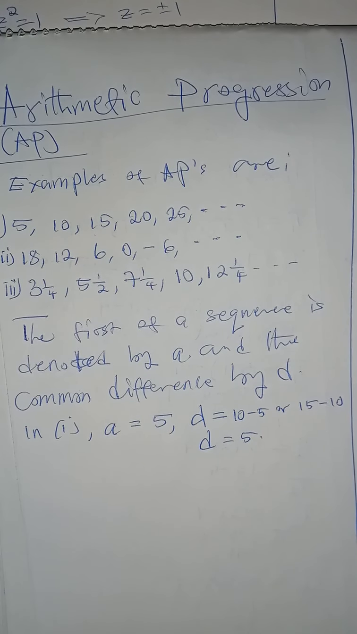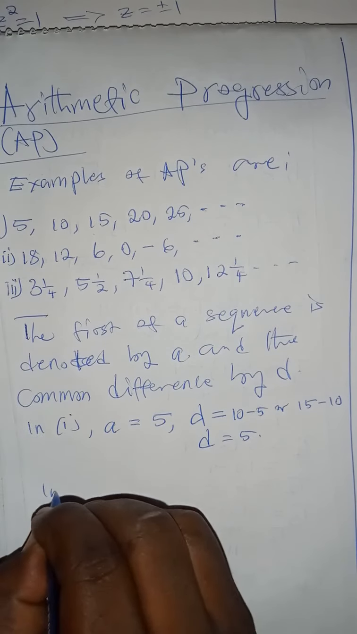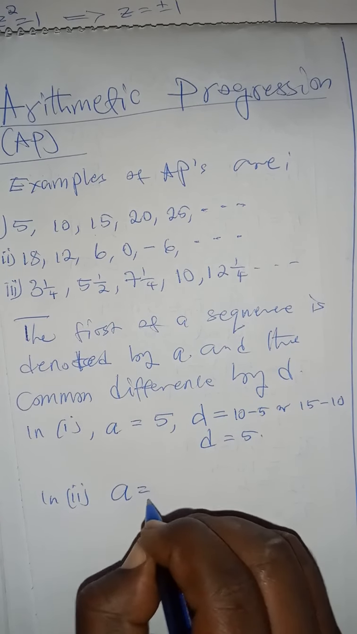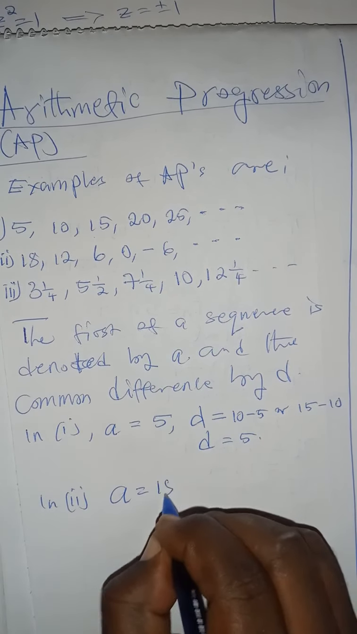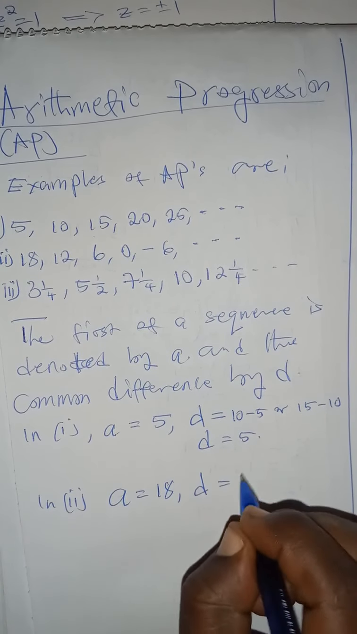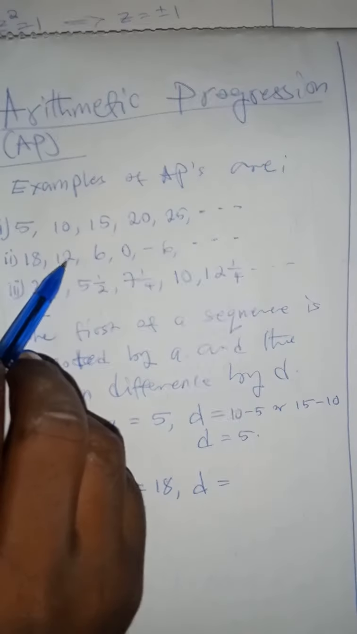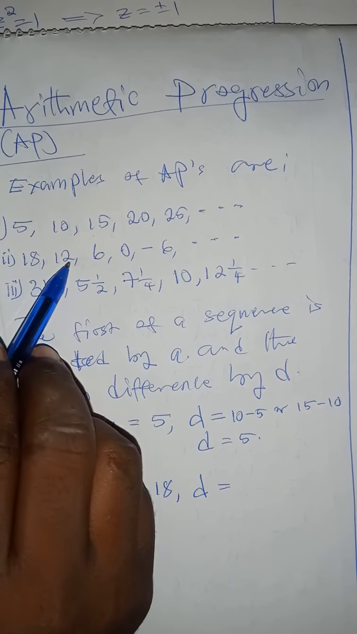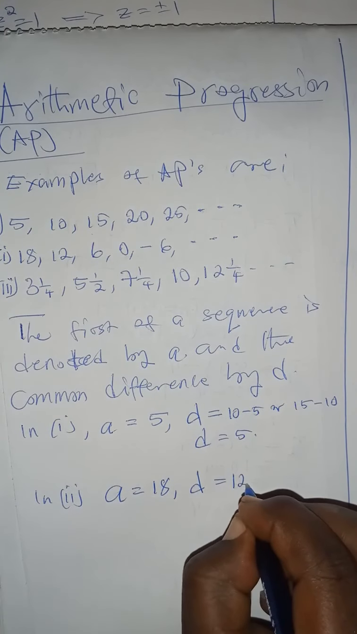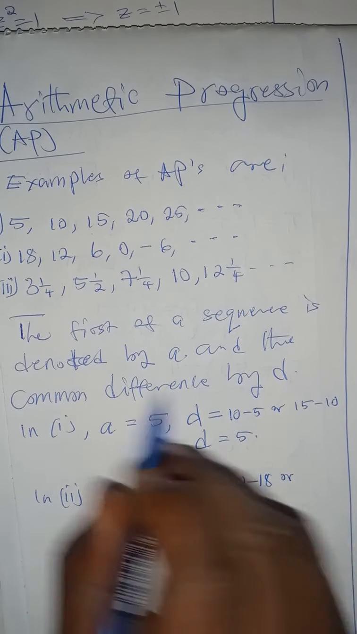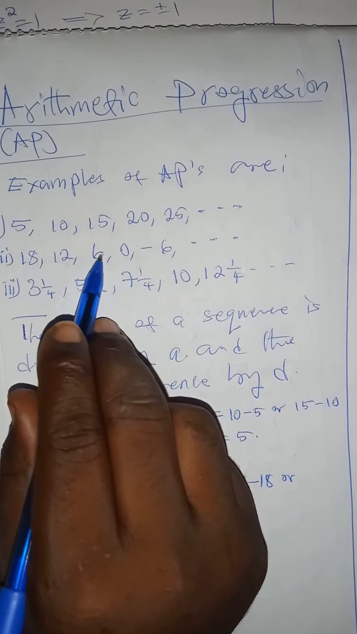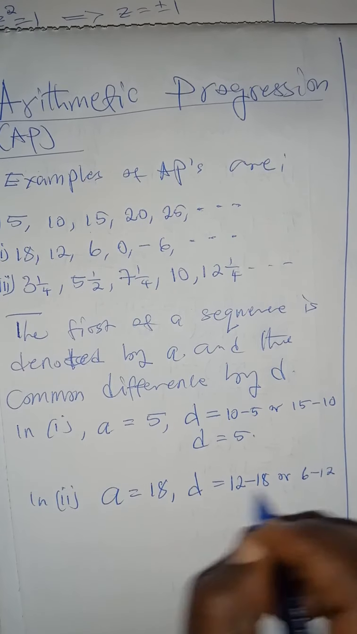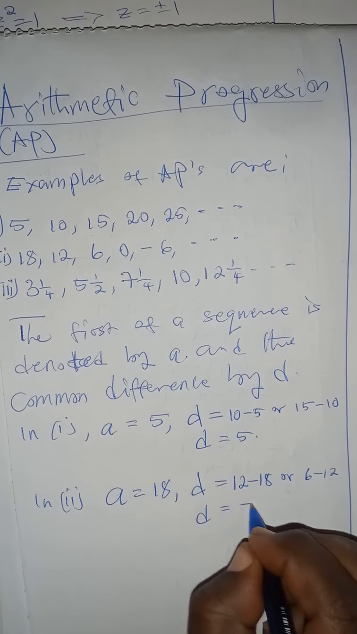So that's how to calculate the common difference of an AP. In the second one, Roman figure 2 above, the first term is 18. The common difference D is any term minus its preceding term. So 12 minus 18, not 18 minus 12, mind you. So it's going to be 12 minus 18, or I'll take any two again: 0 minus 6 or 6 minus 12. In each case, I am going to get minus 6.